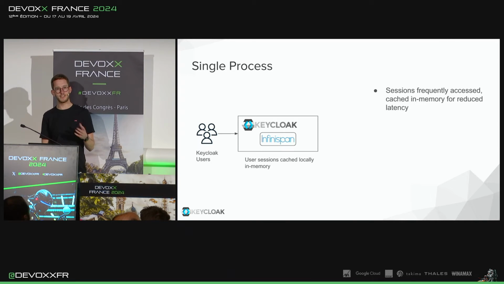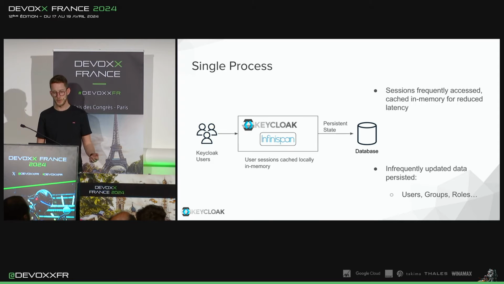Then we have some data that's not so frequently updated, such as users, groups, roles, and we persist this state using a traditional database. Now this configuration, it's fine for dev environments, proof of concepts. However, it leaves a lot to the imagination when it comes to production. For example, you can only vertically scale this solution. You can throw resources at the single process, but you can only do that for so long.